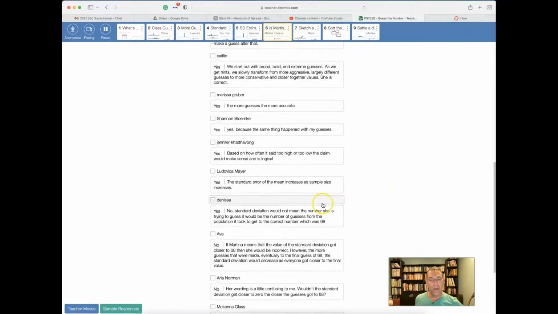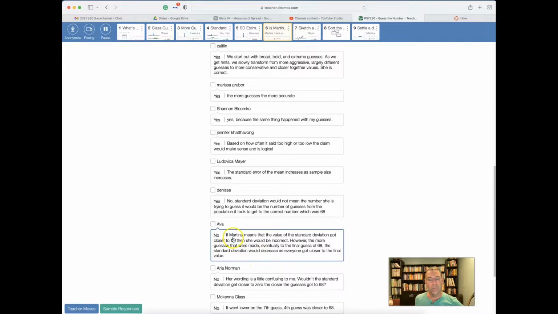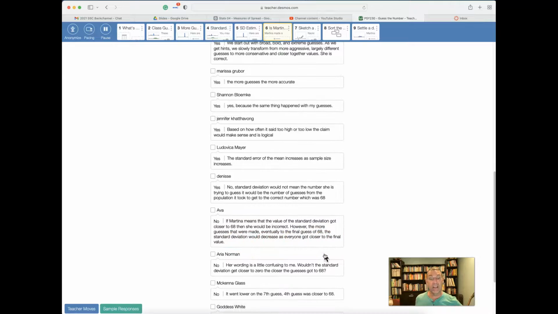And so I want to look at the no answers. If Martina means that the value of the standard deviation got closer to 68, then she would be incorrect. However, the more guesses that were made, eventually to the final guess of 68, the standard deviation would decrease as everyone got closer to the final value. Yes, the standard deviation will get smaller as you get closer. And Aria points out perfectly, her wording is a little confusing. Wouldn't the standard deviation get closer to 0 the closer the guesses got to 68?